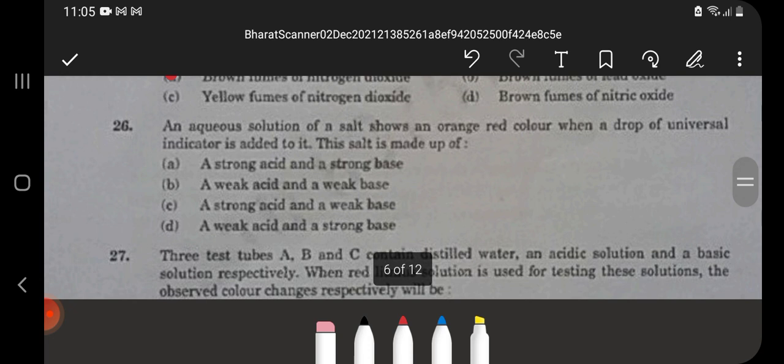26th. An aqueous solution of a salt shows an orange red color when a drop of universal indicator is added to it. This salt is made up of... 26th answer is C. A strong acid and a weak base.